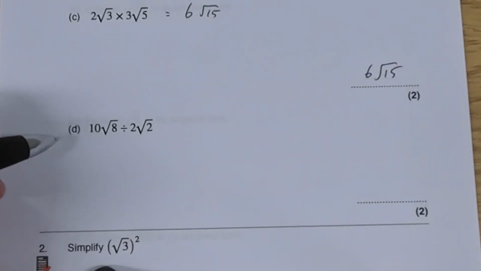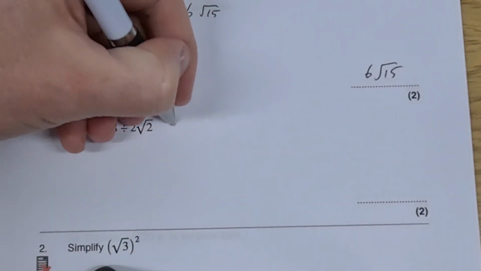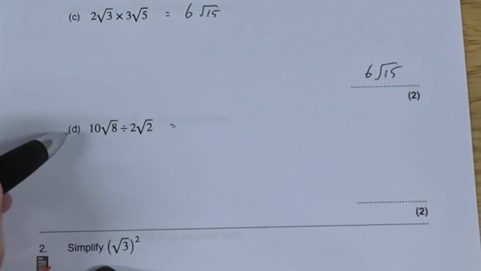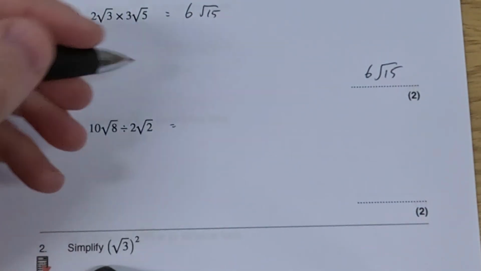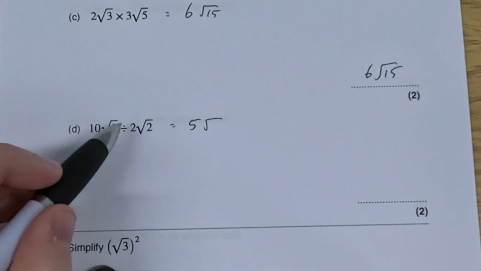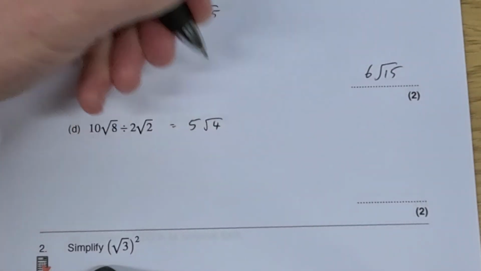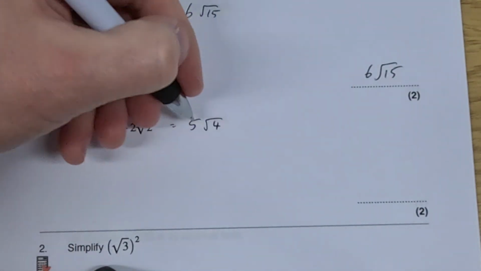Okay, let's look at part D. We've been asked to simplify 10 root 8 divided by 2 root 2. What we're going to do is divide the numbers in front of the surds to begin with. So 10 divided by 2 is equal to 5. Then we're going to put our square root symbol, and then 8 divided by 2 is equal to 4. So the number underneath the root symbol will be 4, just doing 8 divided by 2. So we've got 5 root 4.